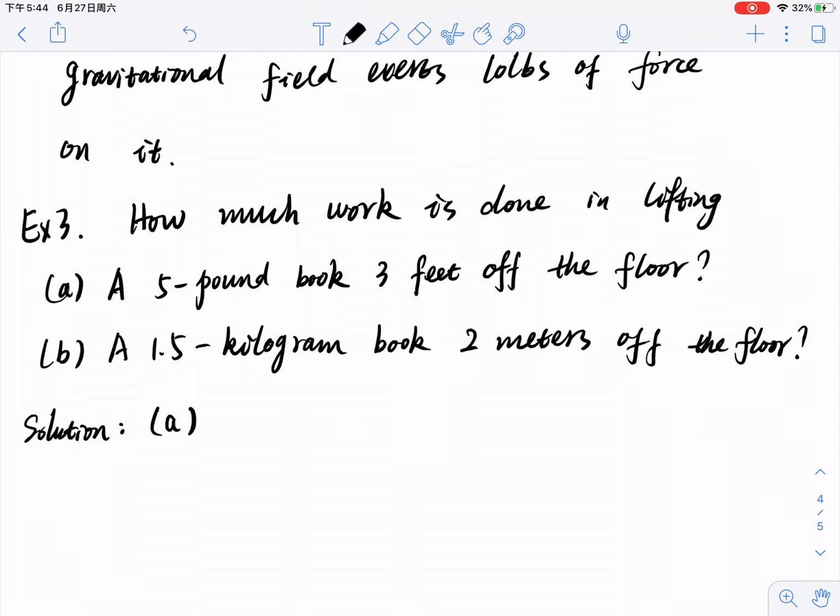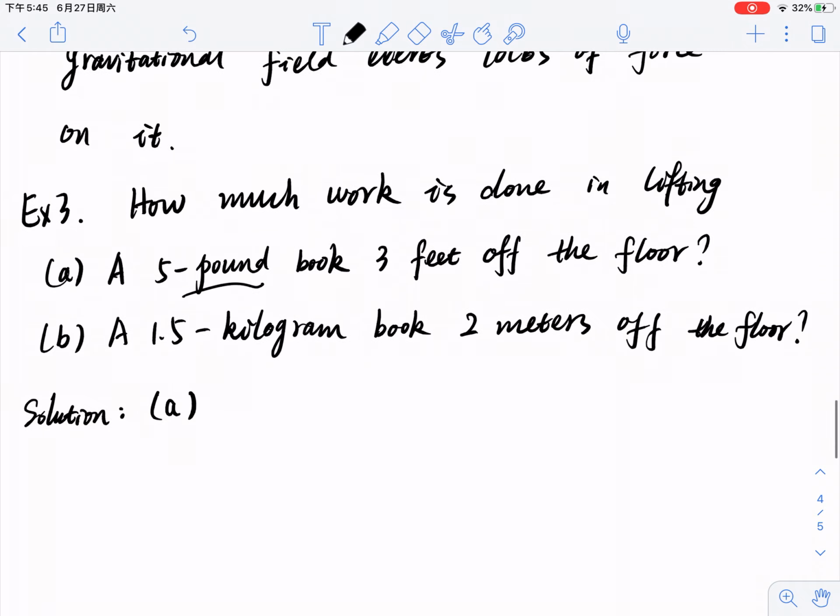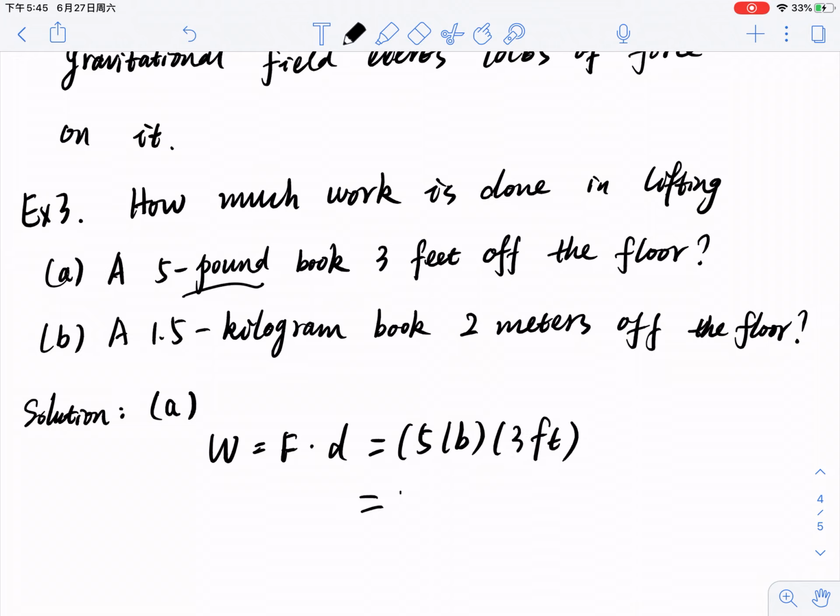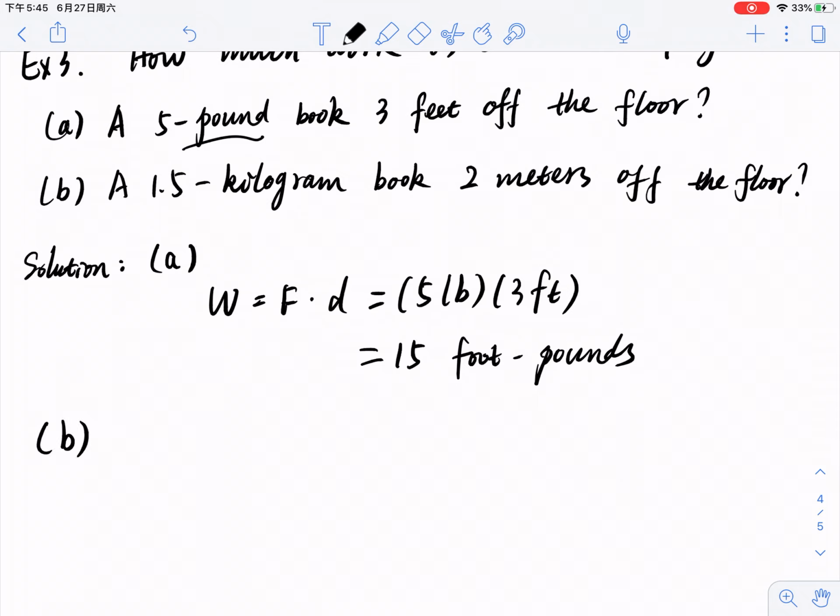So we first look at question A. How much work is done in lifting a 5-pound book 3 feet off the floor? The force due to gravity is 5 pounds. 5 pounds is the force. So the work done is equal to F, the force, times distance. So it's 5 pounds times 3 feet. This is 15 foot-pounds. This is A.